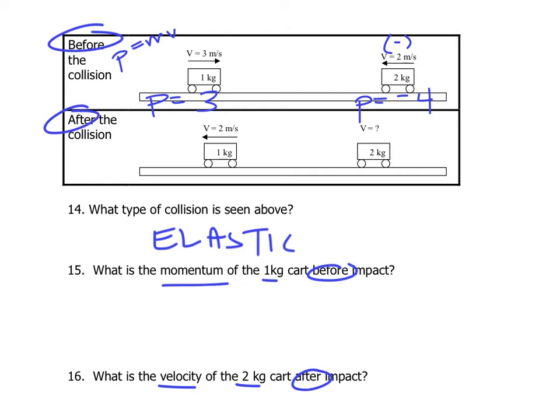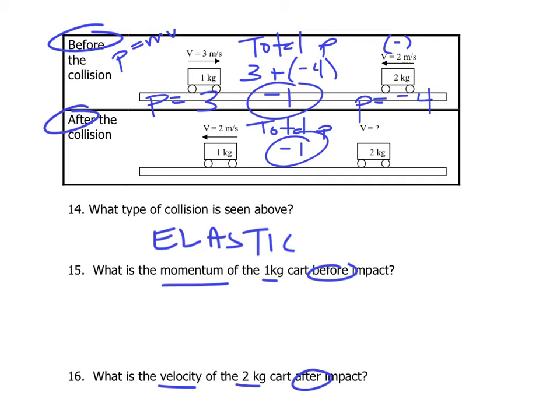Now if I want to find the total momentum, I take a positive 3 and I add a negative 4. And 3 plus a negative 4 gives me a negative 1. So my total momentum is a negative 1. Which means the total momentum after the collision also has to be negative 1. So mass times velocity of this first cart after the collision: positive 1 times 2 meters per second, also to the left. That is a negative direction.